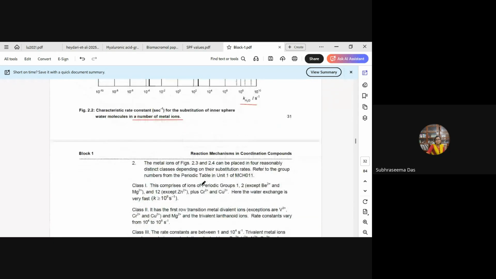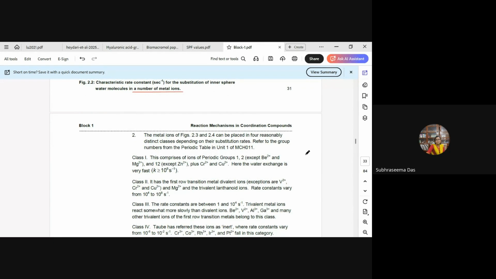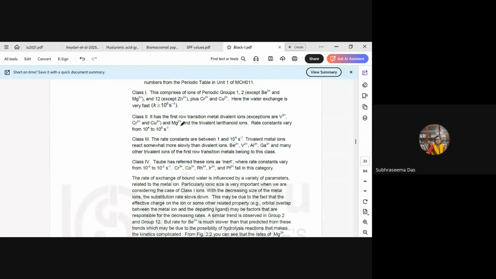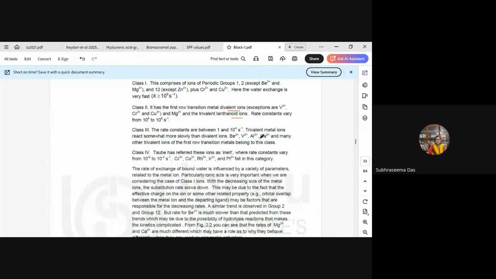The second thing observed from these two figures is that the metal ions, in both cases, can be placed in four reasonably distinct classes depending on their substitution rates. Now we will refer to the group numbers that have already been taught. Class 1 comprises ions of the periodic groups 1 and 2. Class 2 is the first row transition series, particularly the M2+ ions, and the trivalent lanthanides, that is La3+.